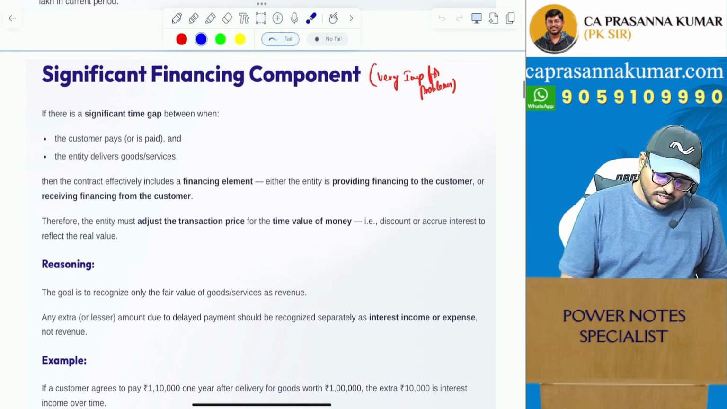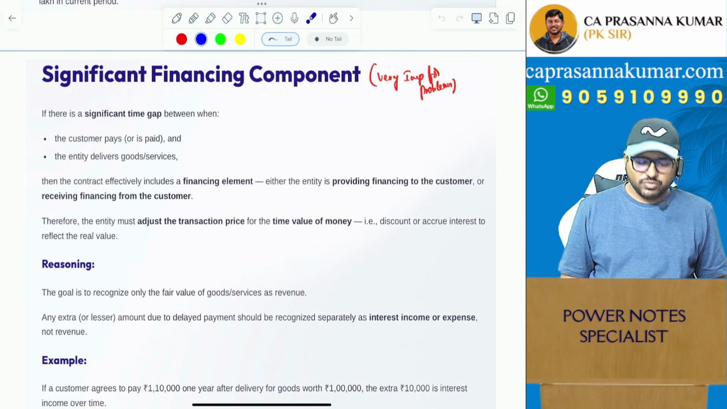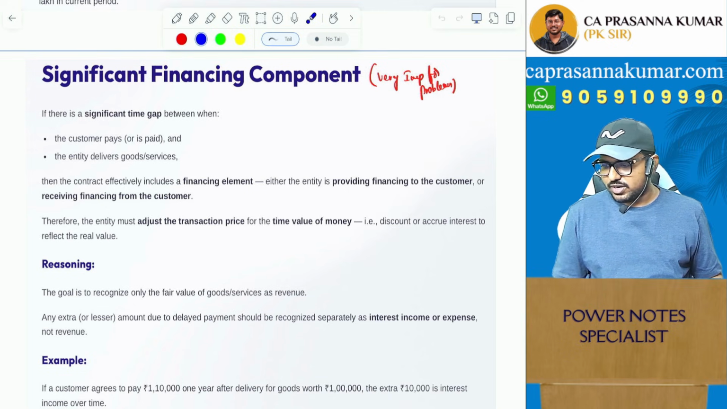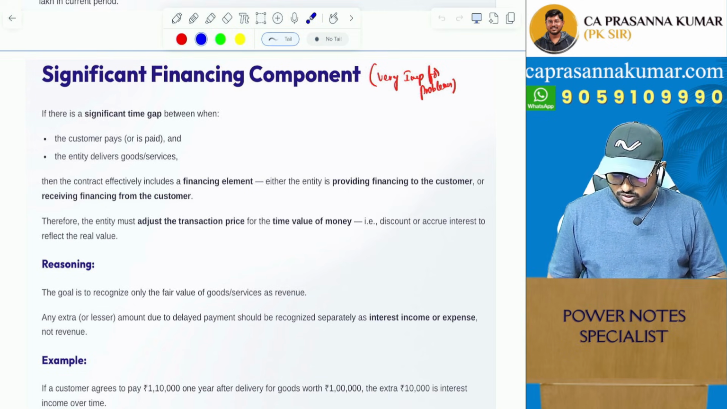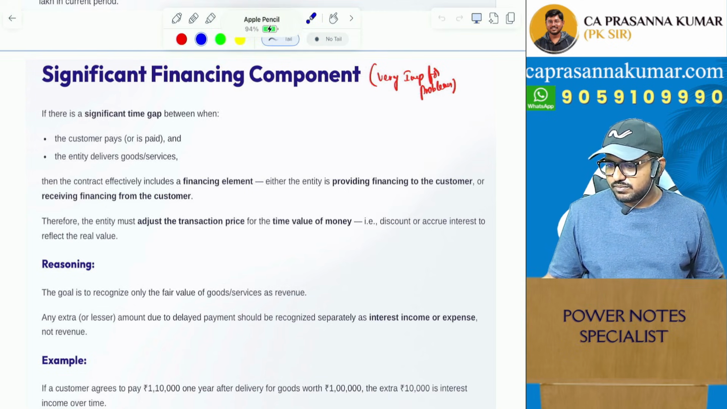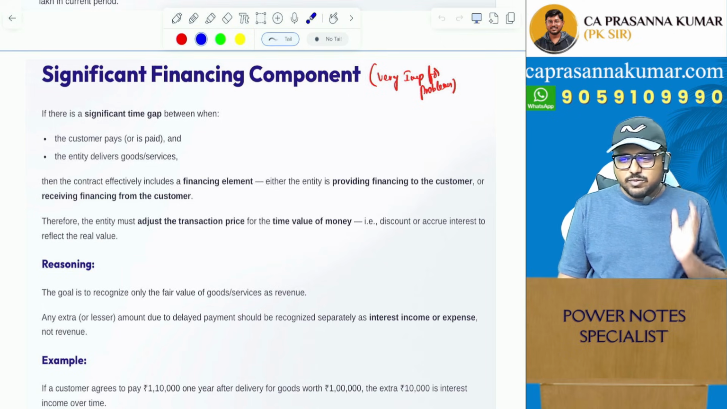Sure. Now coming on to another important area of step 3, significant financing component. Now this is where I want you guys to focus. Focus absolutely. Now, what do you mean by significant financing component?